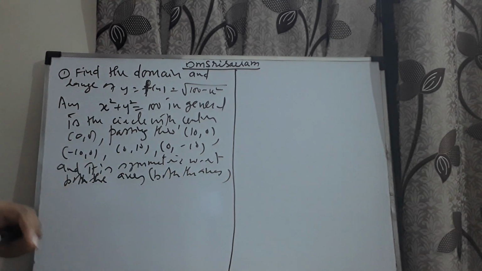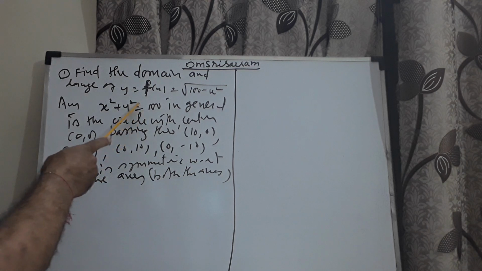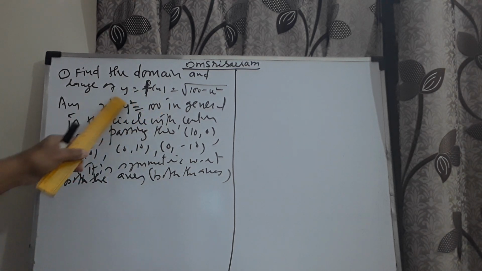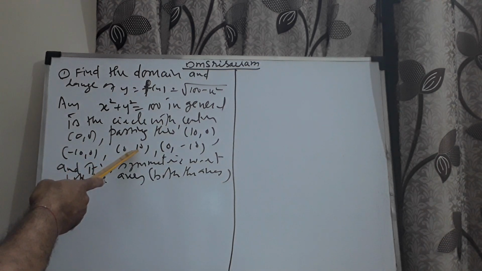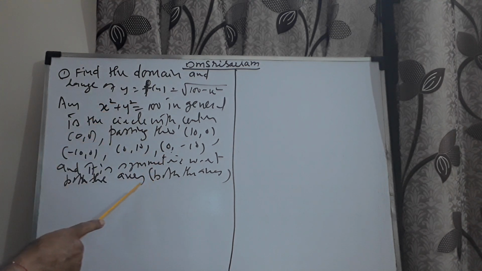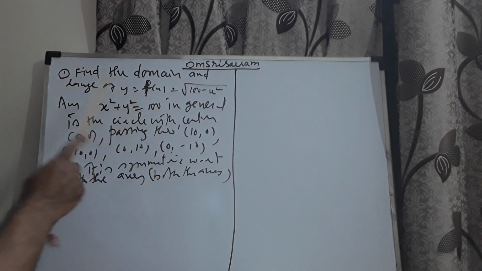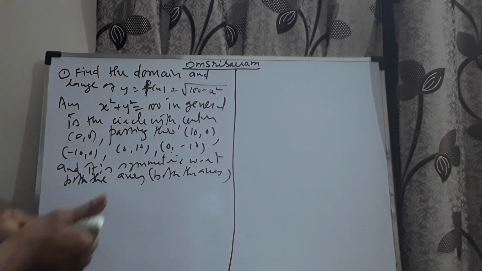Just listen carefully. I'm not going to use everything in this problem anyway. It's the general equation of a circle. Its center is 0, 0. When y is 0, x is plus or minus 10. When x is 0, y is plus or minus 10. It passes through 10, 0, minus 10, 0, 0, 10, 0, minus 10. And when x is replaced with minus x, this equation remains the same. Therefore, it is symmetric with respect to y axis. When y is replaced by minus y, the equation remains the same. Therefore, it is symmetric with respect to x axis. These are the things you are supposed to remember.